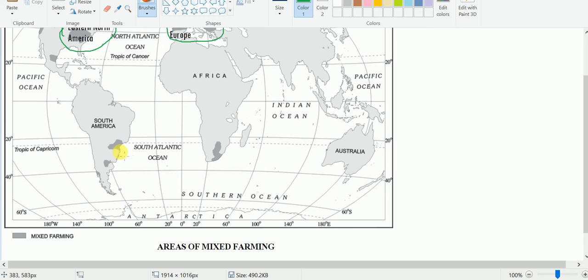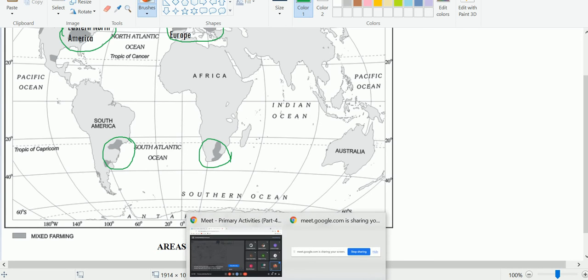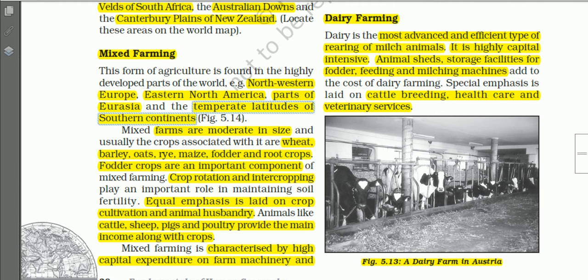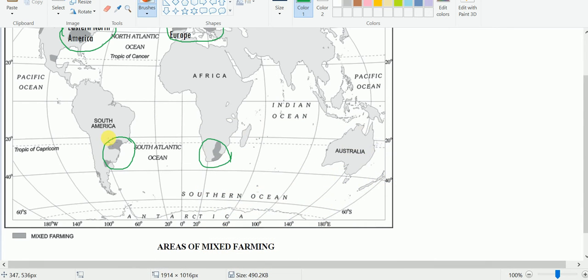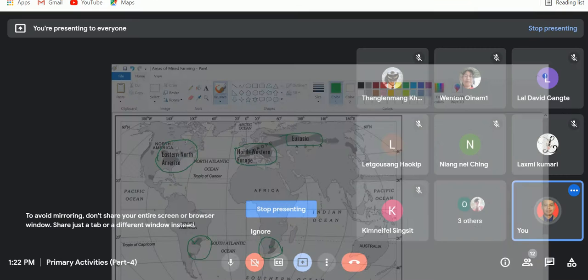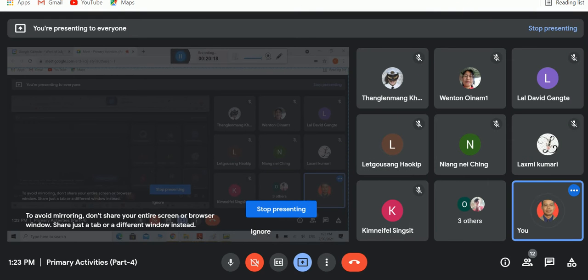In the southern continents also, we have some areas here and some areas in Africa, in South America also. Temperate latitudes of southern continents, that is here in Argentina and again in South Africa. So in these areas mixed farming is practiced.